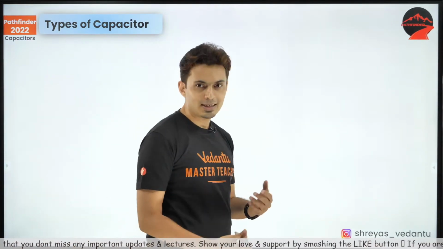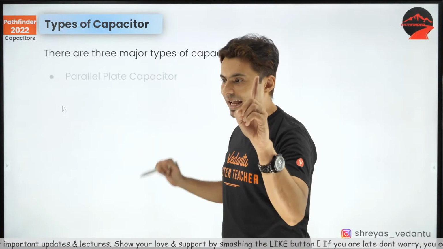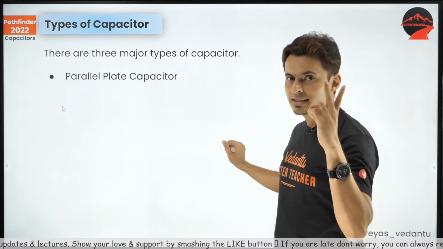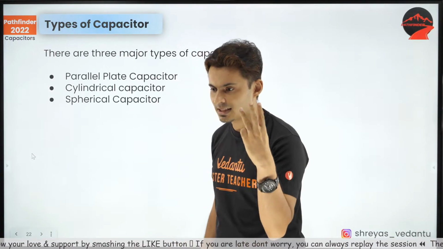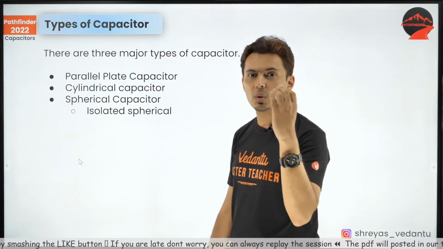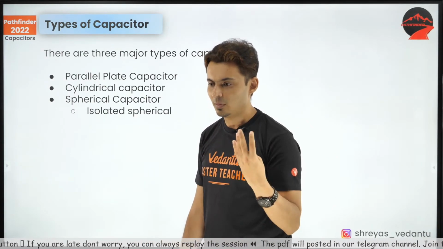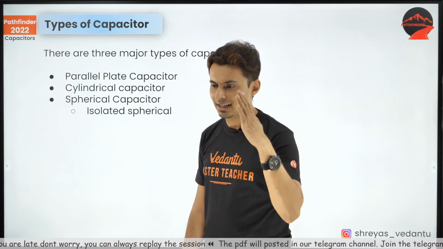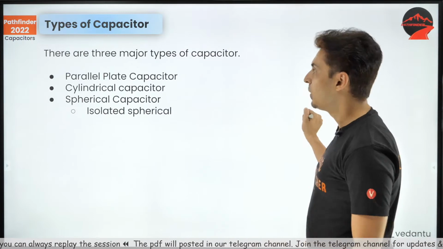Okay, now all the different types of capacitors out there. Number one, parallel plate. Number 2, cylindrical. Number 3, you have spherical type, and a special case in that, which is the isolated type of spherical capacitor. Okay, great. Now, let's see all of this one by one.